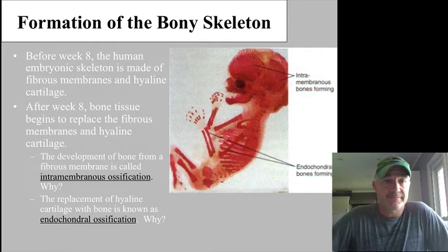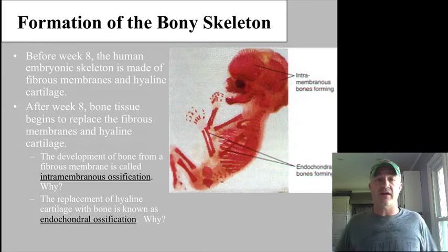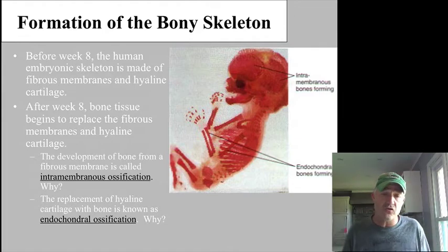So again, early on, the skeleton is mainly going to be fibrous material and some hyaline cartilage. We can see at about week 8, bone tissue starts to replace some of this, and we're going to see that there's really two main types. And again, I'm not going to give you an essay that's going to say, walk me through all the steps of intramembranous ossification, or walk me through all the steps of endochondral ossification.